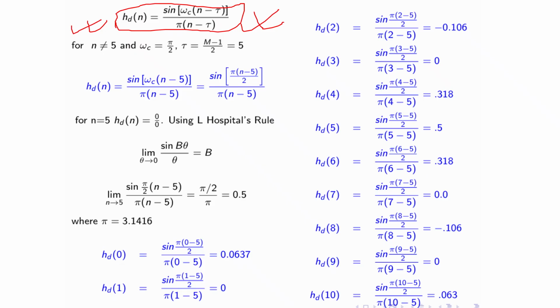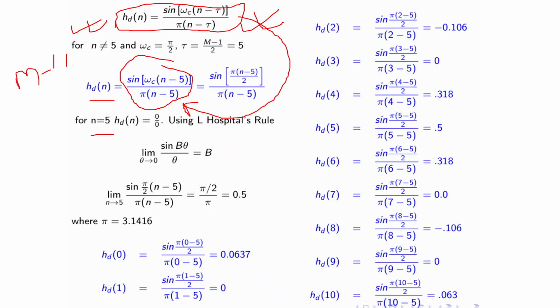So for n equal to 5, of course, this will not be valid. Actually, it is symmetric. If you check, the impulse responses are symmetric because M is equal to total 11. So it is symmetric at the middle, that is the fifth one. So here h_d[n], we are converting n to n minus 5.